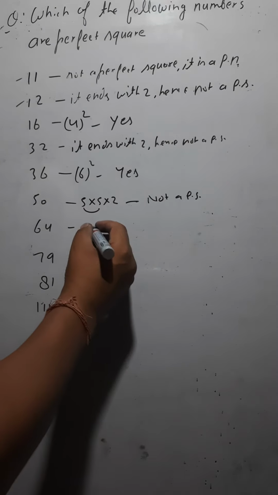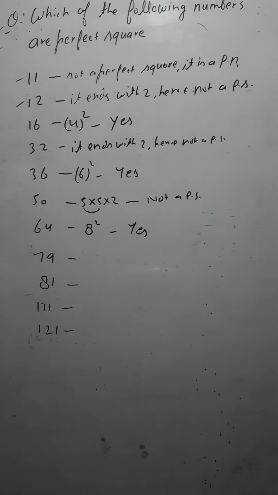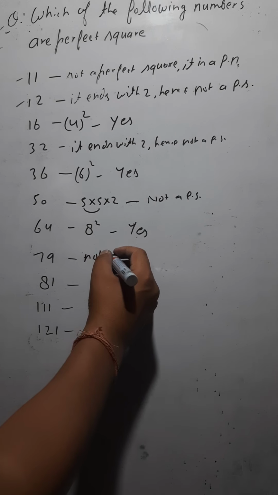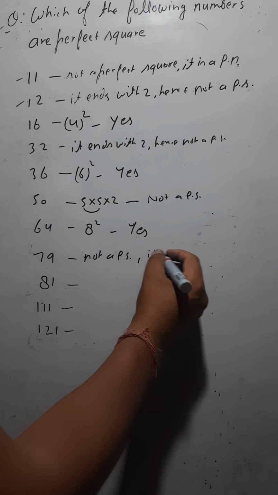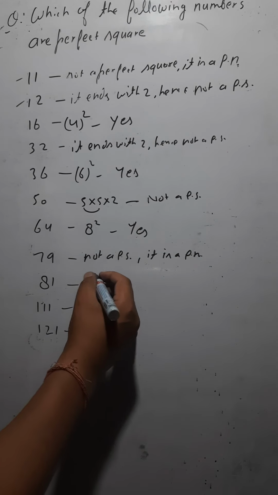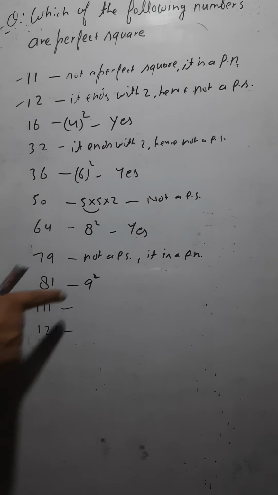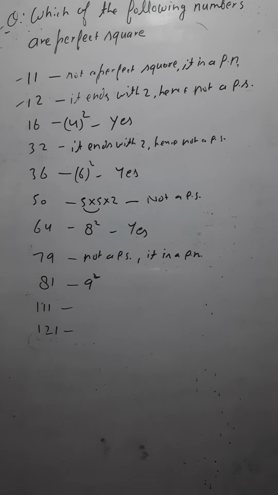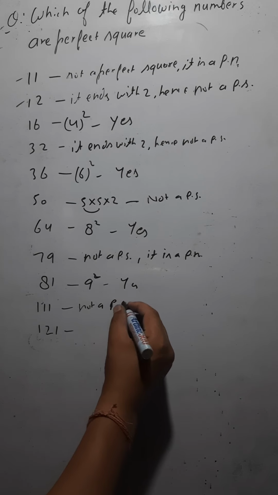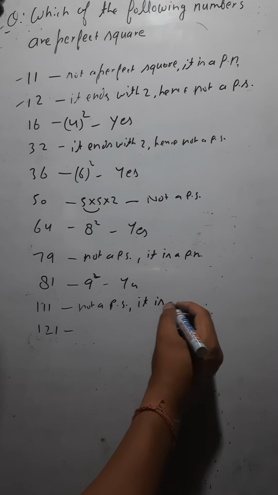64, yes, it is a perfect square. Square of 8. 79, again it is not a perfect square, rather it is a prime number. 81, yes, it is a perfect square. Square of 9. If you are multiplying 9 two times, you would be getting 81, isn't it? So yes, it's a perfect square. Similarly, 111 is not a perfect square, rather it is a prime number.